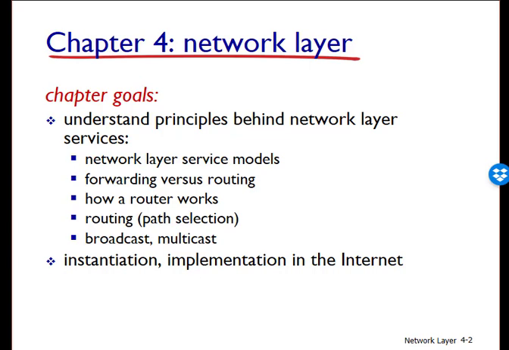Since the complexity of routing algorithms grows considerably as the number of network routers increases, hierarchical routing approaches will also be of interest. We'll then see how theory is put into practice when we cover the Internet's intra-autonomous system routing protocols, RIP, OSPF, and IS-IS, and its inter-autonomous system routing protocol, BGP.